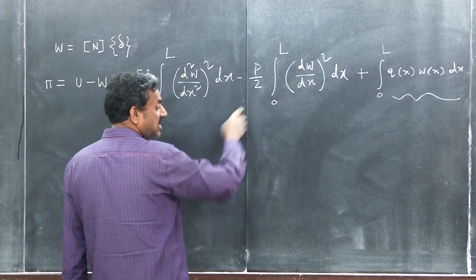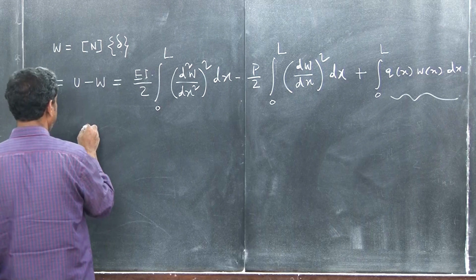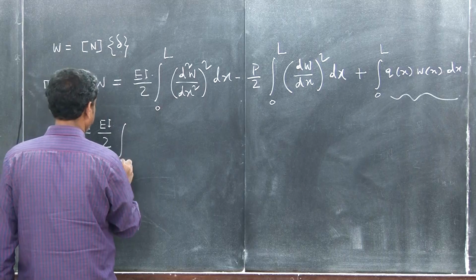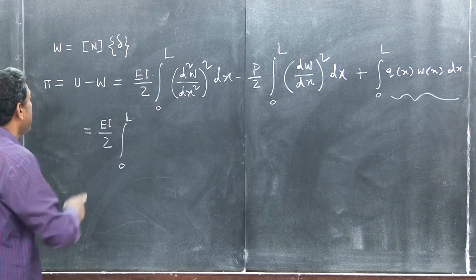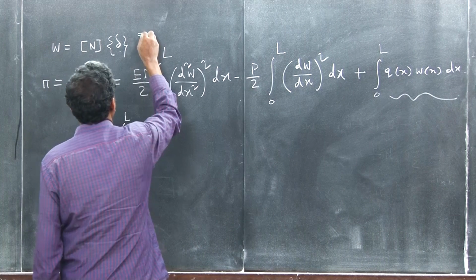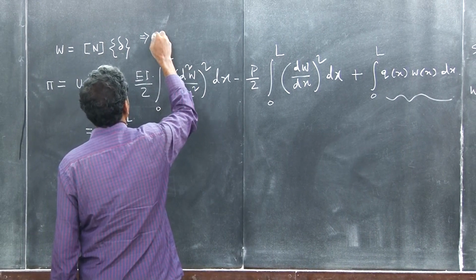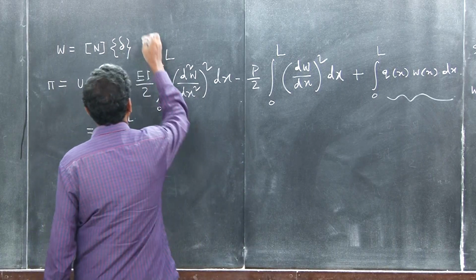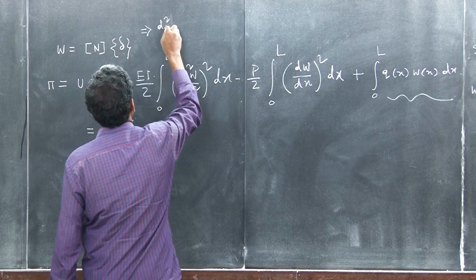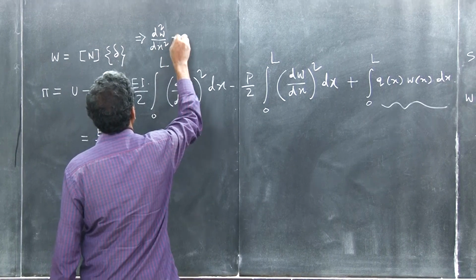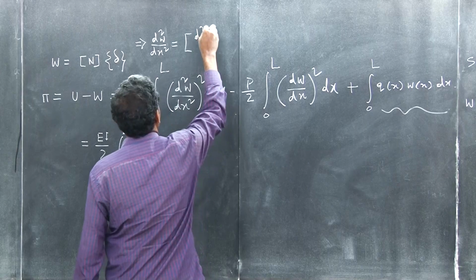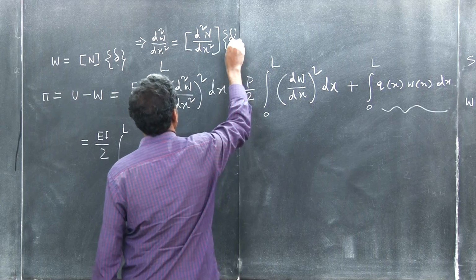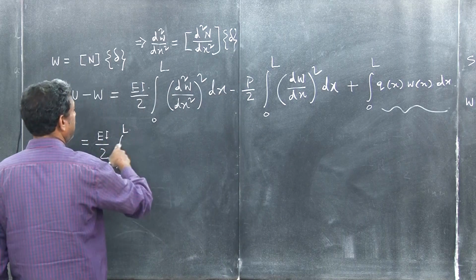Now, I am going to consider only these two. Okay. So now I am going to write it as EI by 2, integration 0 to L. What I will do, if W is like this, then from here you see that d2W dx2 is d2N dx2 like this, right? So, may I write it like this?